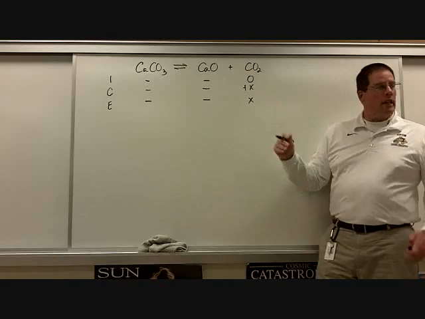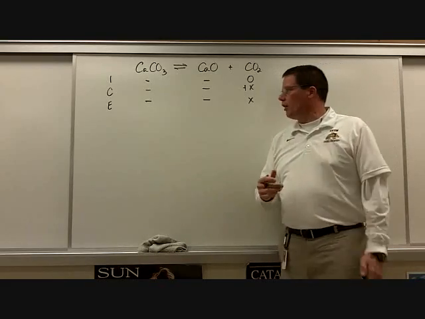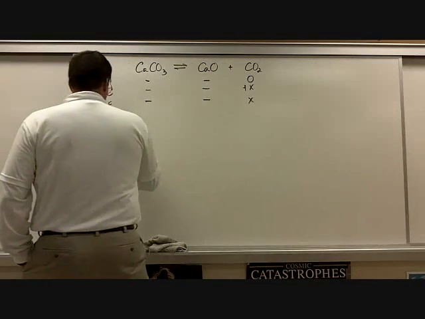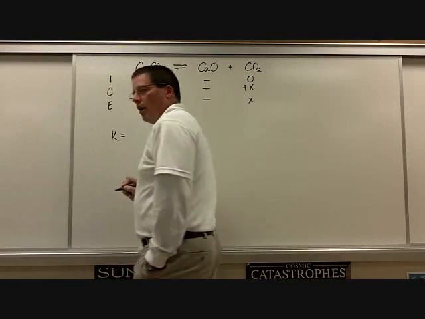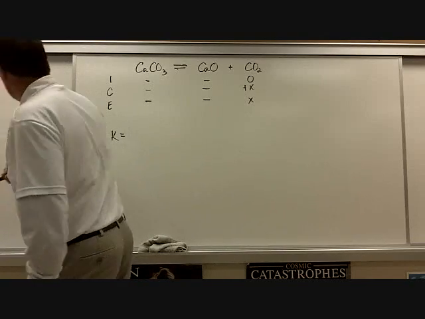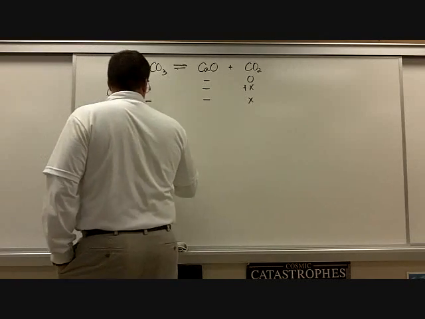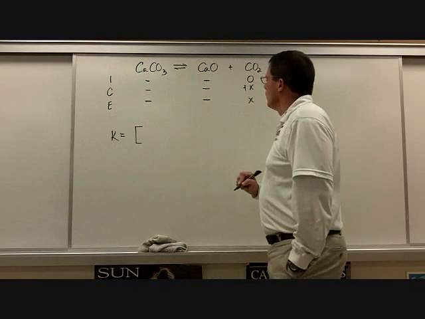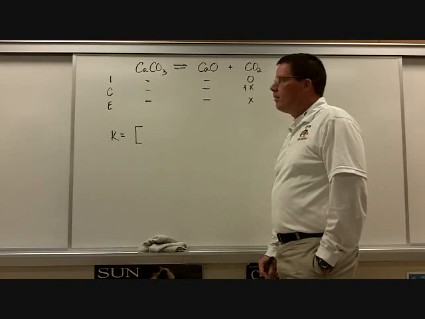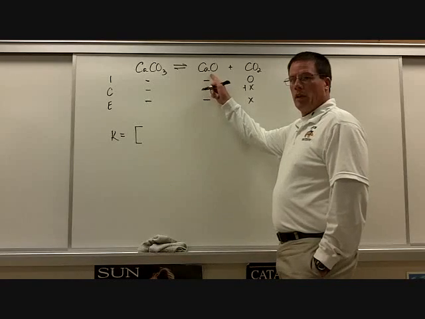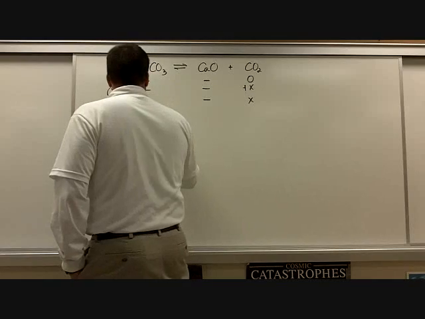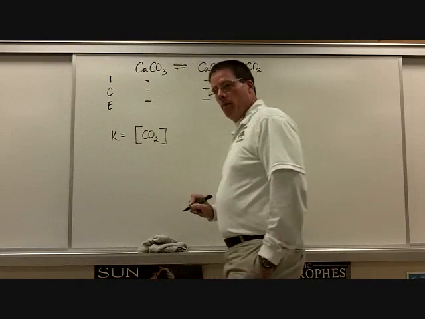So here's our ICE chart. And again, ICE charts are used for organizational purposes. Let's now write the equilibrium expression. So K is equal to what? We're looking for concentration, so it'll be brackets. Expression first. It's CaO times CO2. Oh, CO2. Thank you. So K equals CO2.